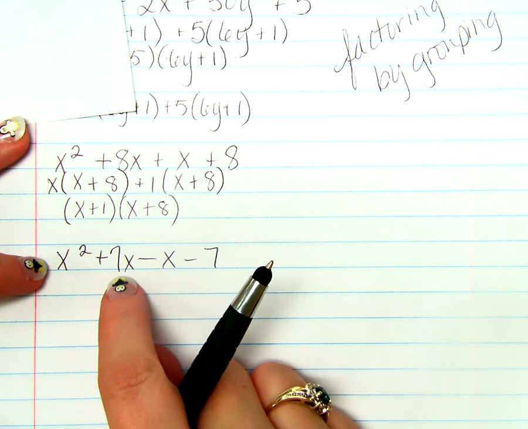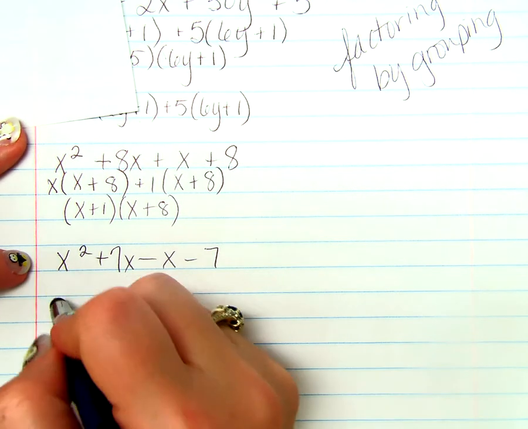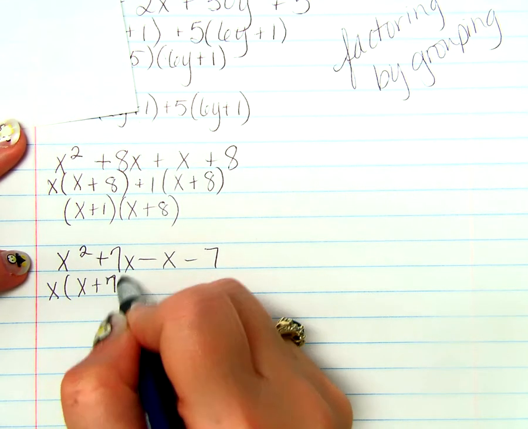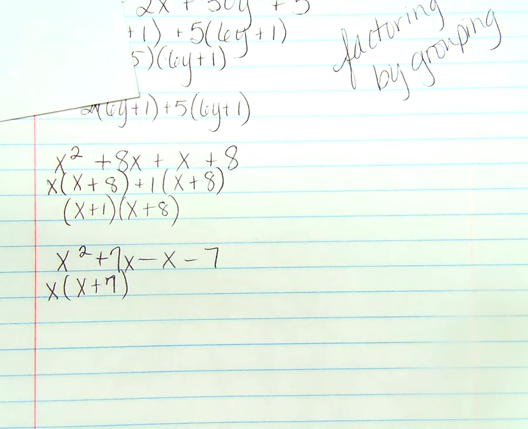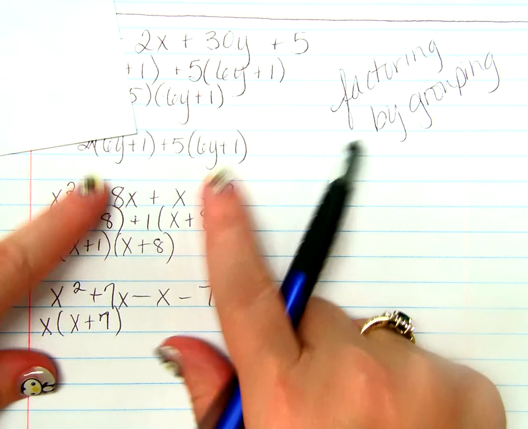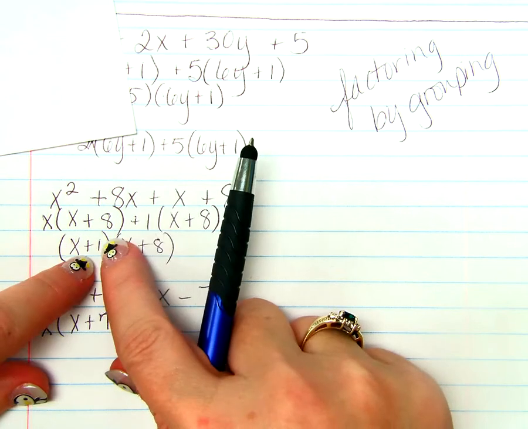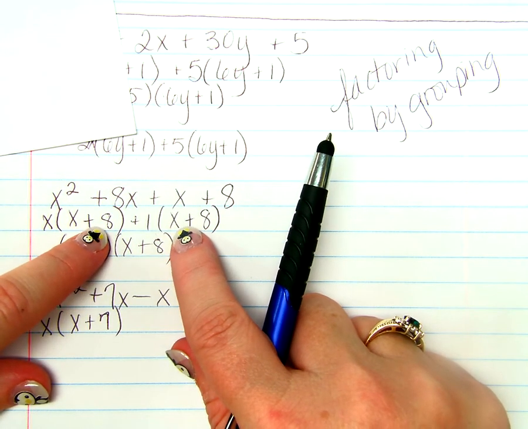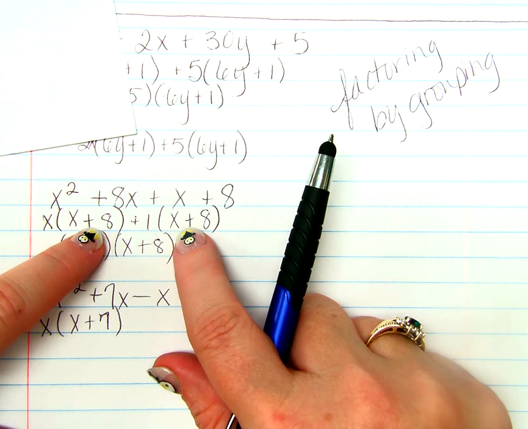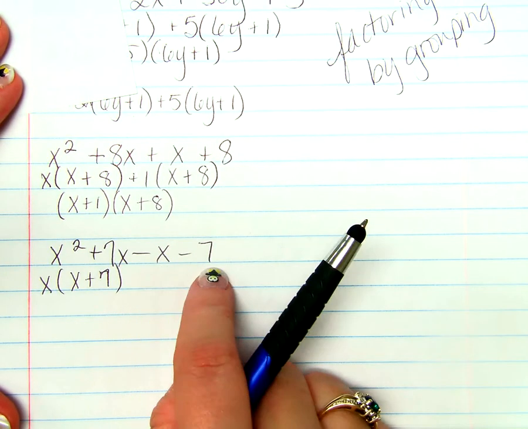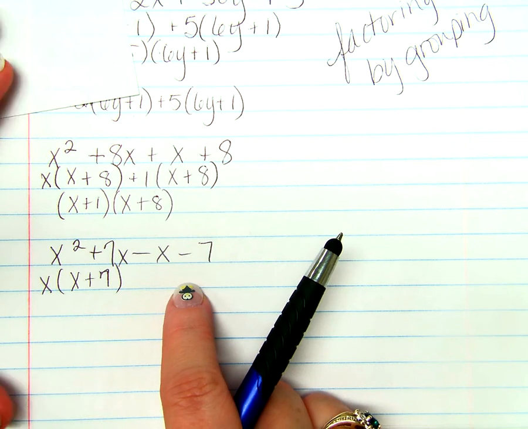Well, what's common in the first two? X. What's left? X plus 7. Very good. What's common in the second two? Now, time out. I said when we write our answer, we say, what did we factor out and what did they have in common? Guys, that implies that these two have to be the same, doesn't it? They have to have something in common. What am I going to factor out of these two terms so that they have something in common?